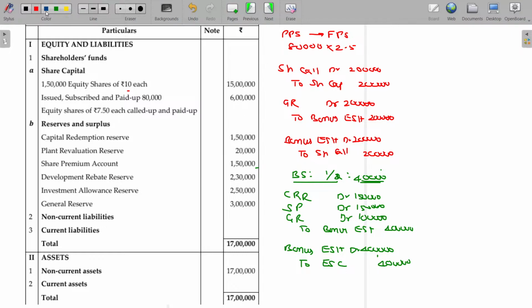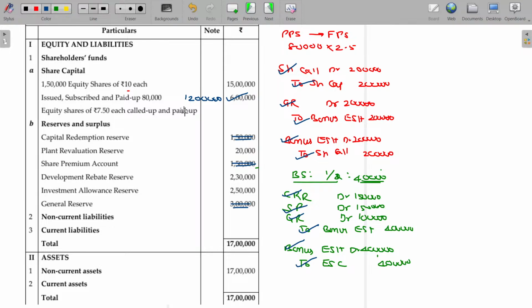Equity share capital, already we have 6 lakhs, with that 2 lakhs is added, 8 lakhs, another 4 lakhs is added, so the value being 12 lakhs. Share call, debit credit got eliminated. Bonus to equity shareholders, debit credit eliminated. GR 2 lakhs and 1 lakh in debit side makes the GR being 0, and CRR 1 lakh 50, already we have 1 lakh 50, gets eliminated. Securities premium, already we have 1 lakh 50, now got eliminated.